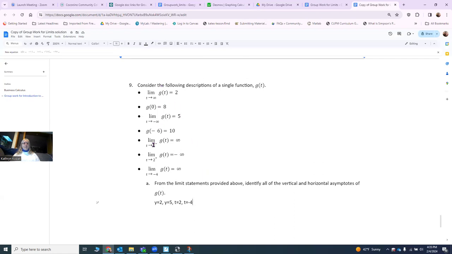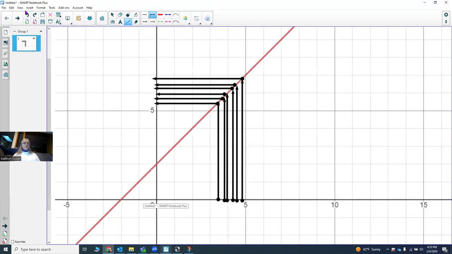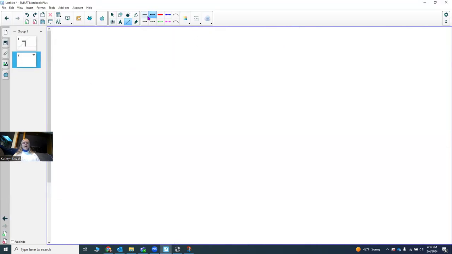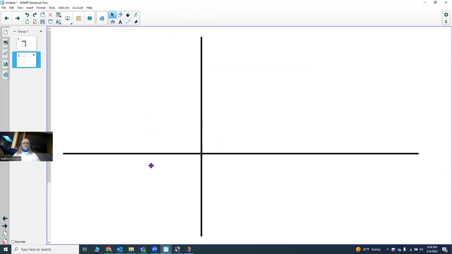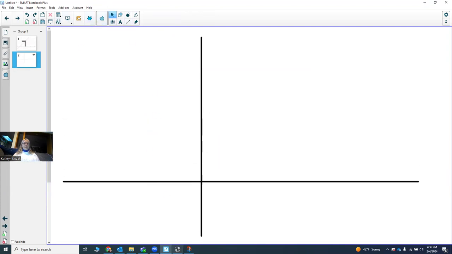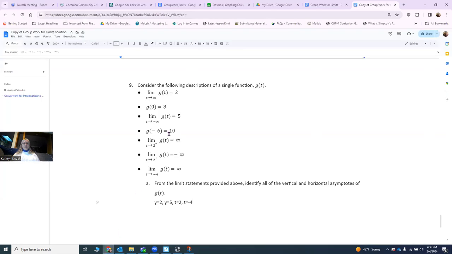Then I just want you to sketch a graph of this. So I just want you to think about what this might look like. It's not a perfect graph. You don't need a calculator for it. You actually just need a piece of paper. So here's my piece of paper. I first need to have an axis. So let me get an axis in here. I'm not going to get better axes, but I'm just going to try to draw one. Let me move that line down because I don't think I need that much at the top. All right. And then I notice again, going back to my information, that g of 0 is 8 and g of negative 6 is 10.